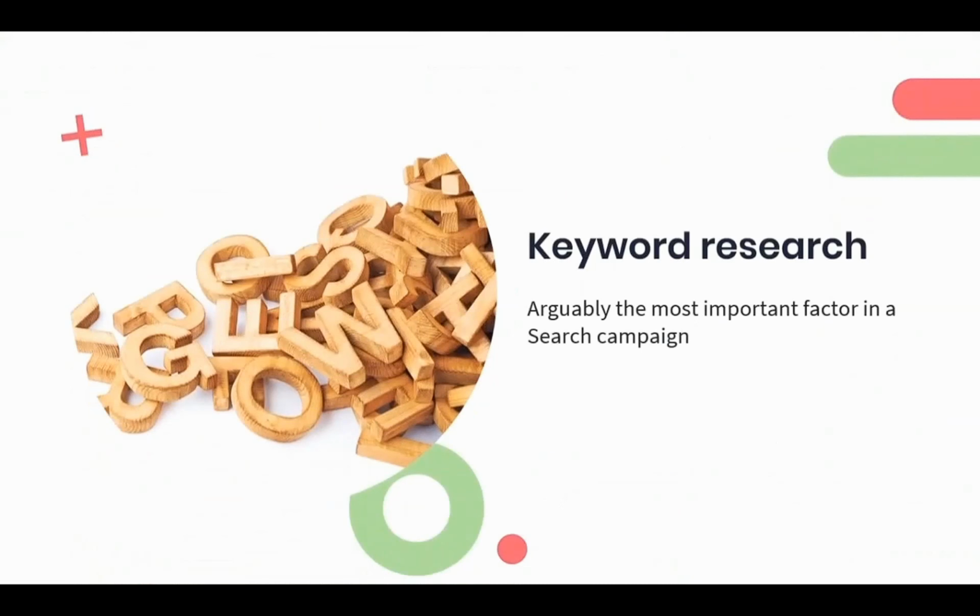So it all starts off with a specific process, and this process is something we call the keyword research, which is arguably the most important factor in a search campaign. We basically estimate what people will be searching based on the ads that need to be delivered as the answers to their queries. So think about it. If you want to get your product or service as a search result, what would you look for?